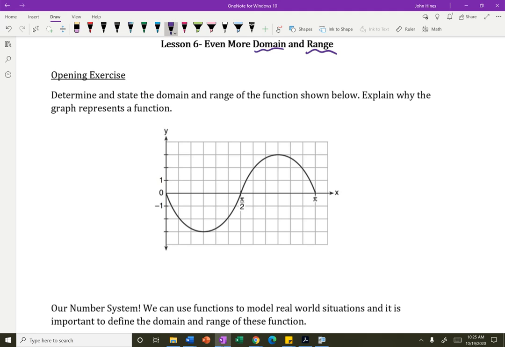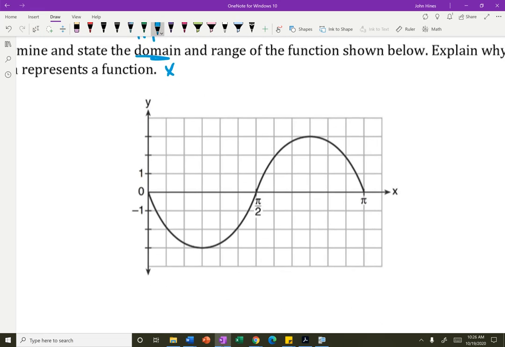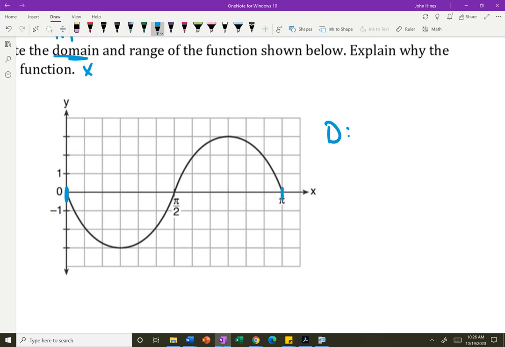Again, this is a function because it passes the vertical line test. Every x value goes to one y value. So let's talk about the domain and range. When we talk about domain, remember, we're talking about the inputs to our function. We're talking about the x values. So I'm going to look on my x-axis: how far left can I go, all the way to how far right can I go. That's how we describe the domain of a function. So the domain is how far left can I go, which is 0, comma, how far right can I go, all the way to the number pi.